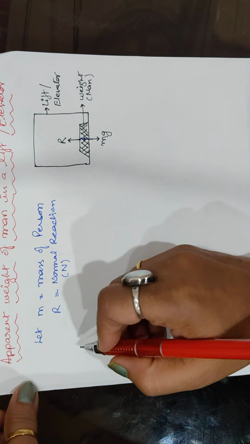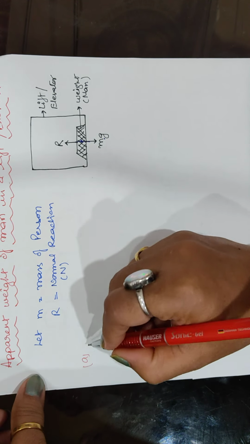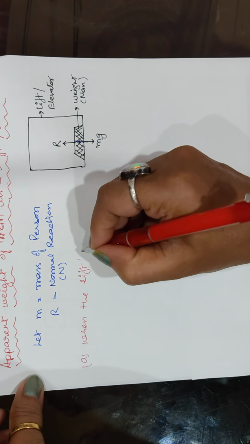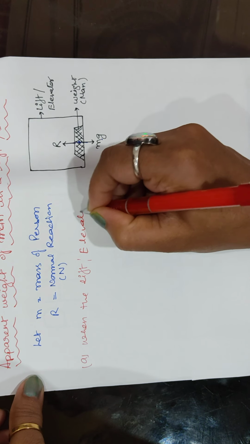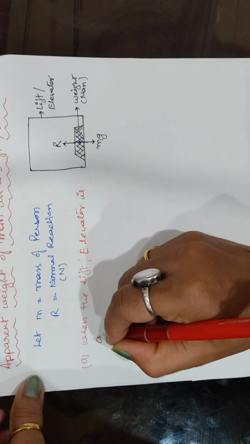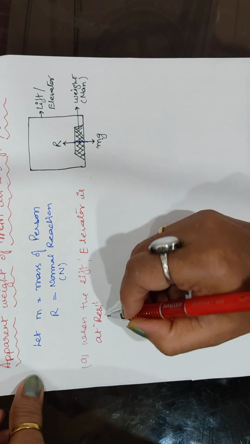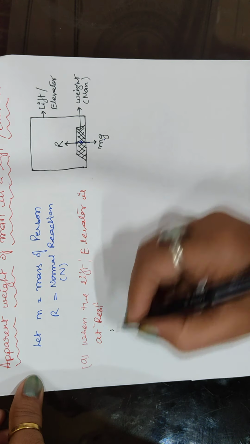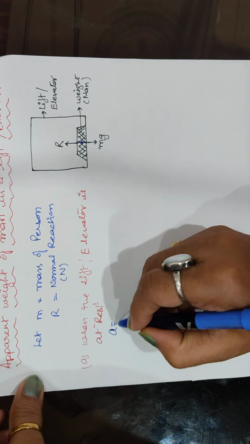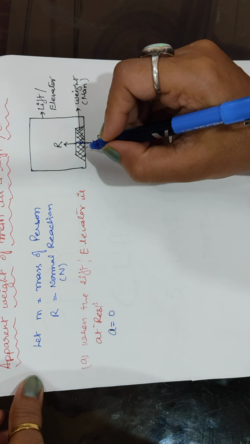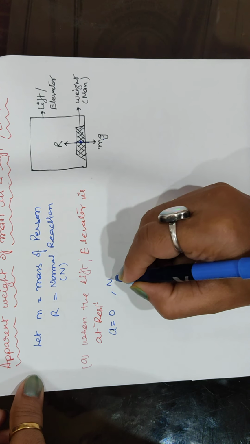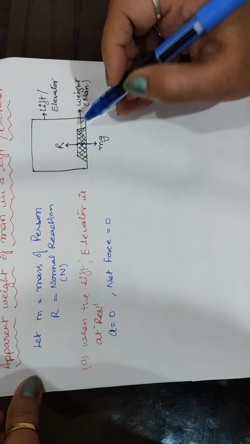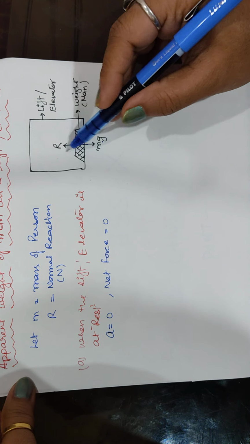Now first case, case 1: when a lift or elevator is at rest, means when it is at a rest position. At that time acceleration is 0, because it is at the rest position, there is no acceleration in the lift, and the net force is equal to 0. Net force, what is the net force? The force which is acting on it.